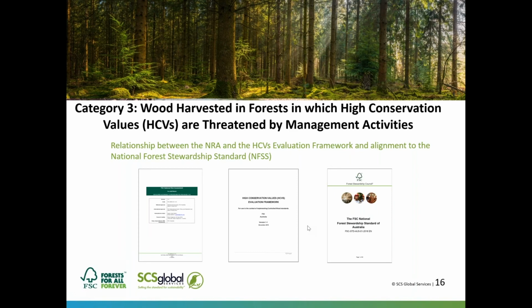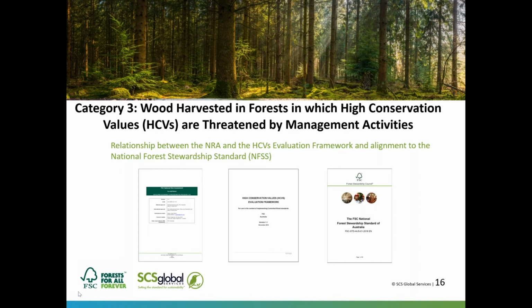So just to reiterate, it's essentially trying to maintain consistency between the two approaches. Consistency in terms of the designations and the values under the high conservation value categories, and consistency in the approach in terms of the steps that you go through to assess those values.